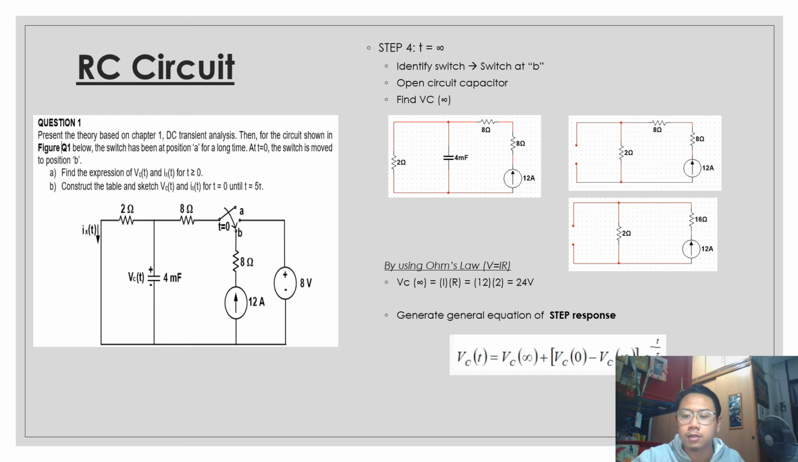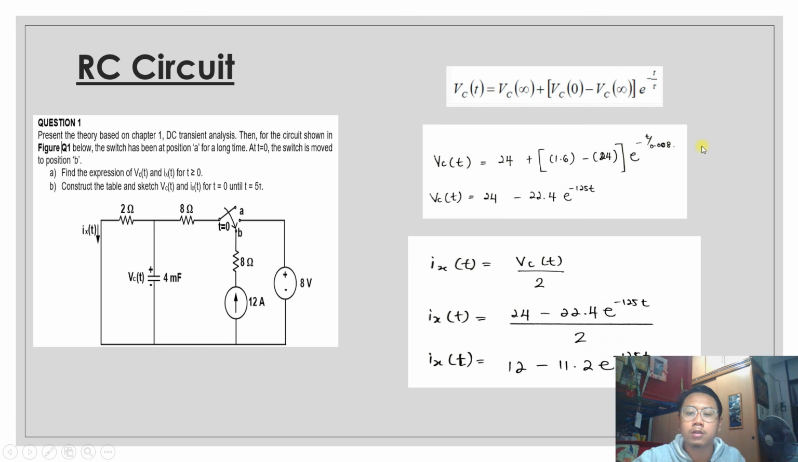And then we proceed to the general equation of the step response, which is VC(t) equals VC infinity plus VC(0) minus VC infinity, times exponent negative t over the time constant. After I enter all the values, the equation is VC(t) equals 24 minus 22.4 exponent negative 125t. So we have finished finding VC(t).